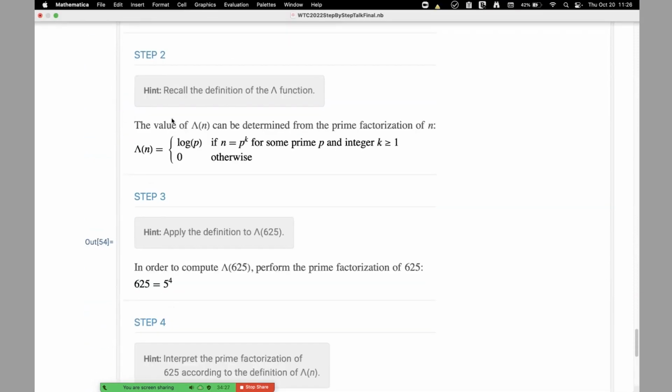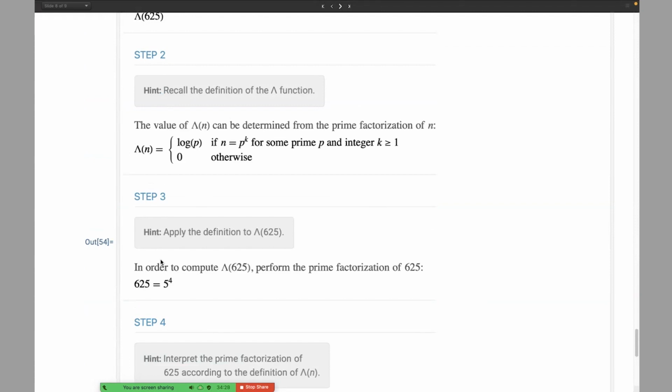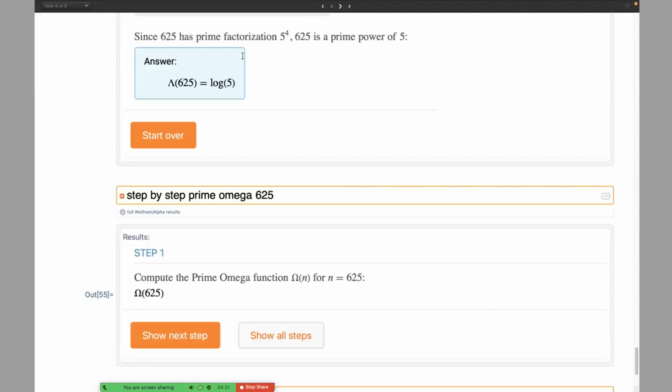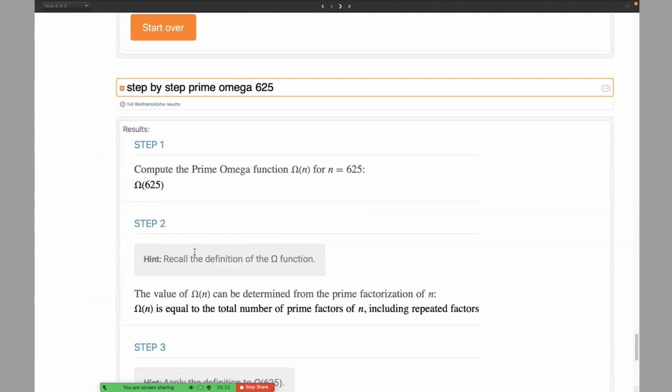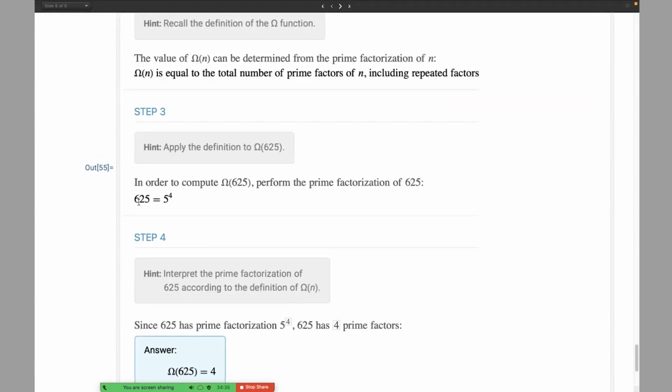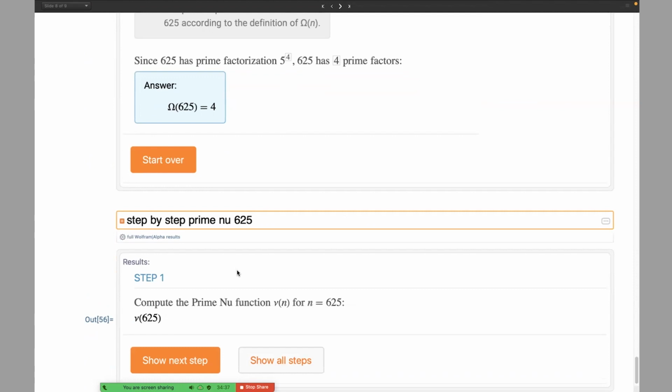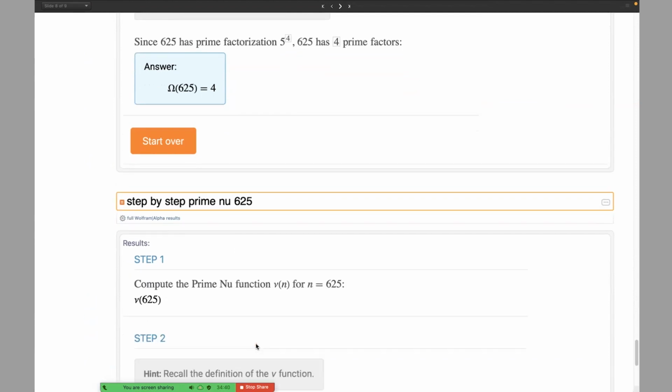Here you can see we have, again, definition, factorization, solution, and so on for each of the remaining functions.